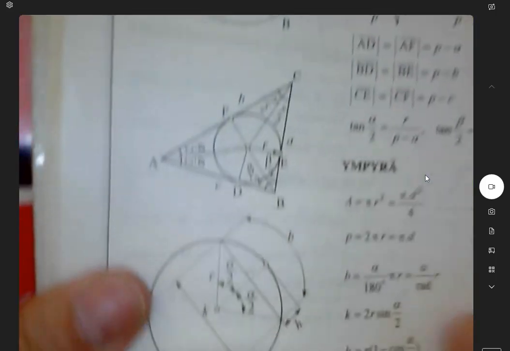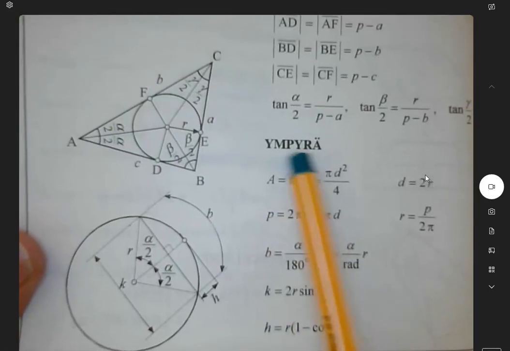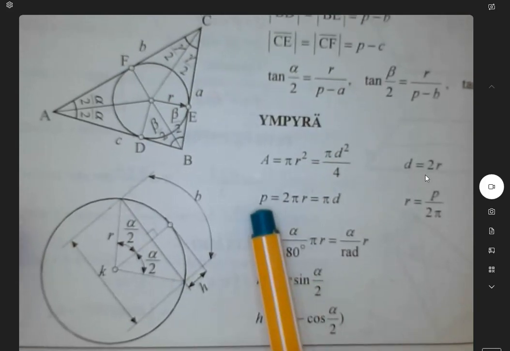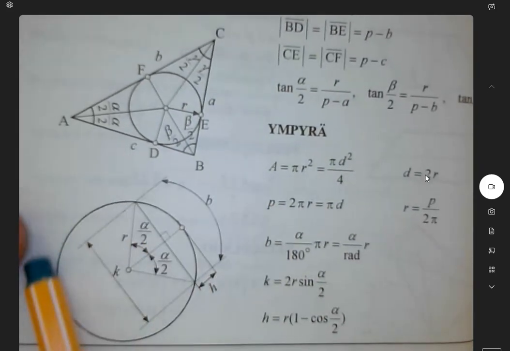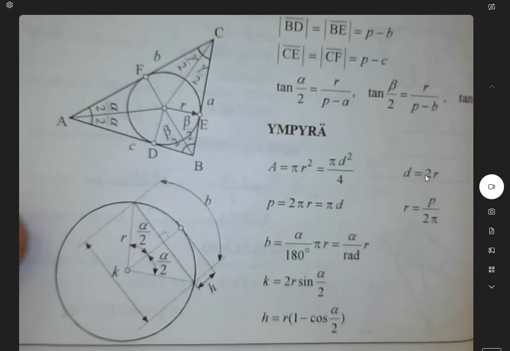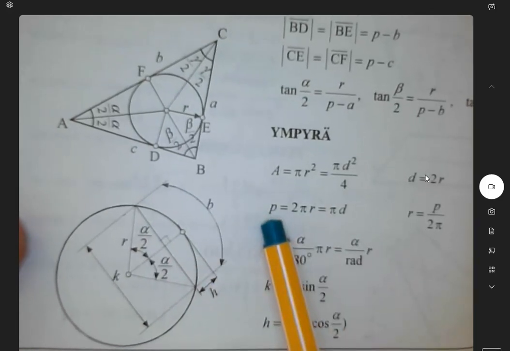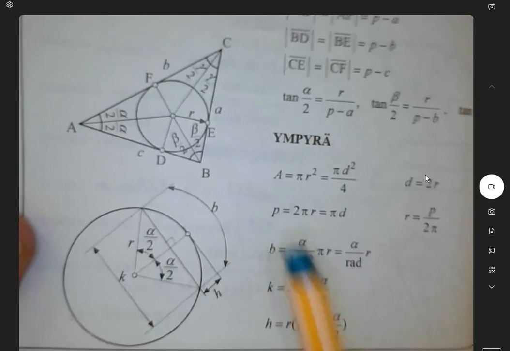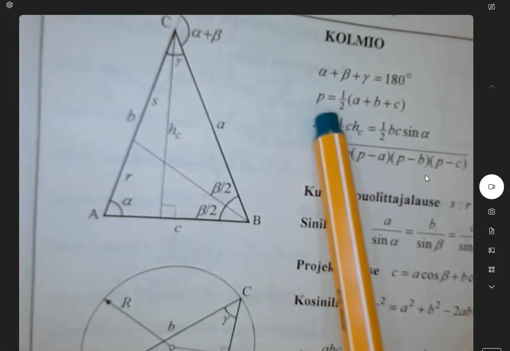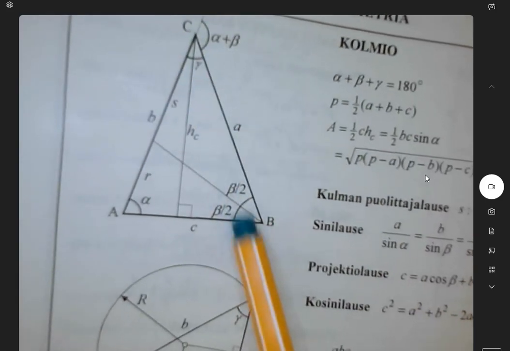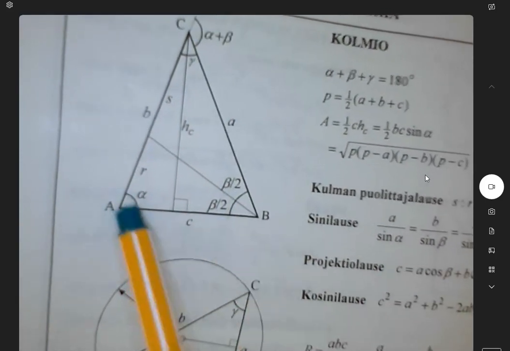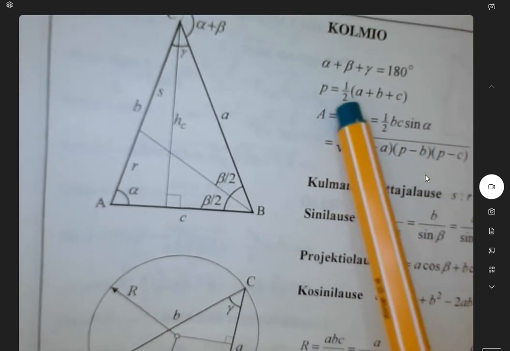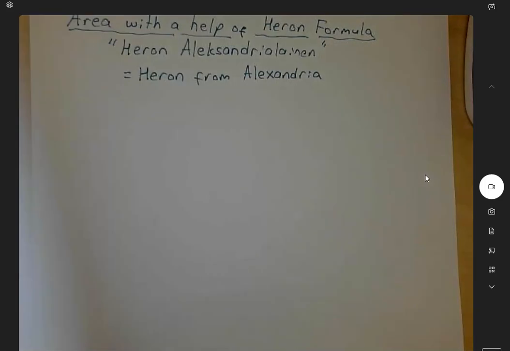But here this B means it is the... Let's see. For example, here is ympyrä. It is circle in Finnish, and here is the formula for perimeter, so the length of this ring. So the letter B is used from the word perimeter, but here actually it is half of the perimeter, because if we sum these sides, we get A plus B plus C, and here we must use half of that.